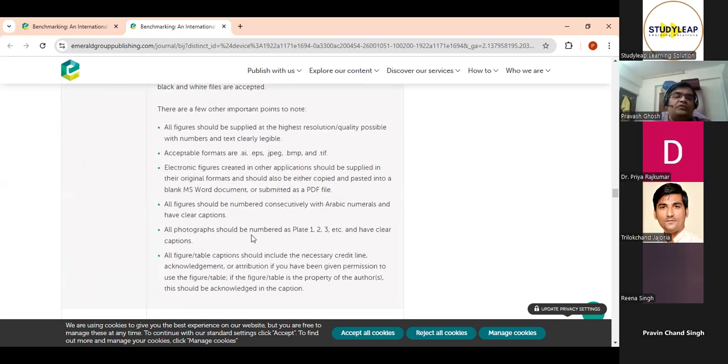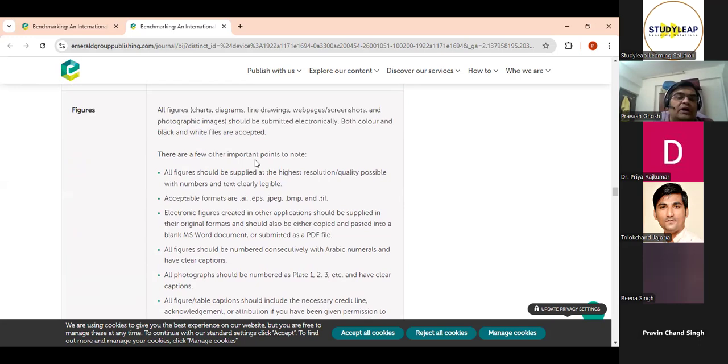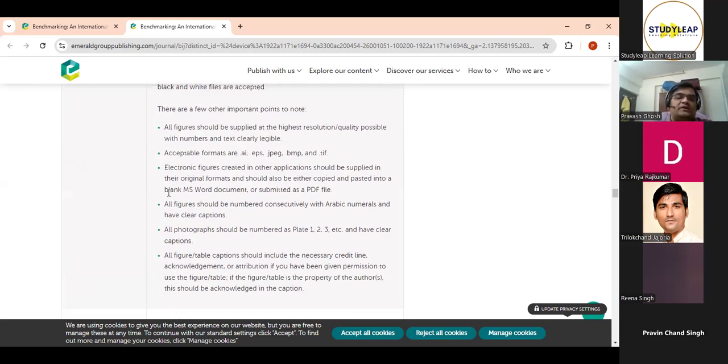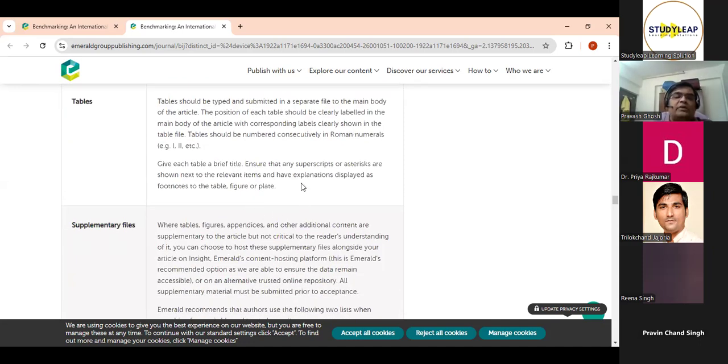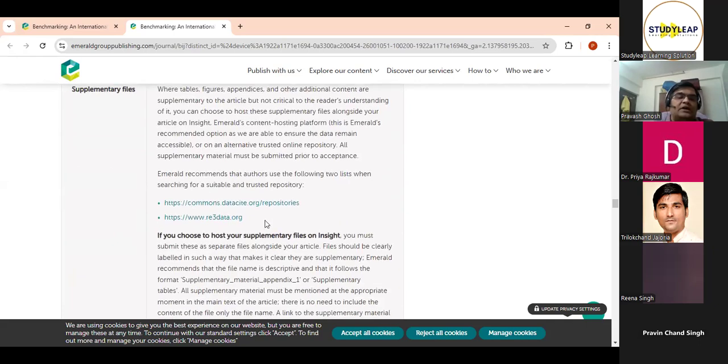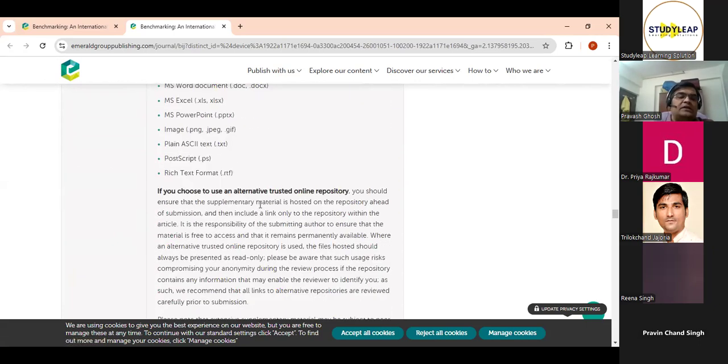Figures: even for figures, you have to see all the figures, charts, diagrams, line drawings, web pages, screenshots, and images should be submitted electronically. Both color and black and white files are accepted, but for color, they sometimes charge. So please check the acceptable formats. They will also tell you what the format of tables will be, what supplementary files to send, everything. Right, so these are the things you must check.